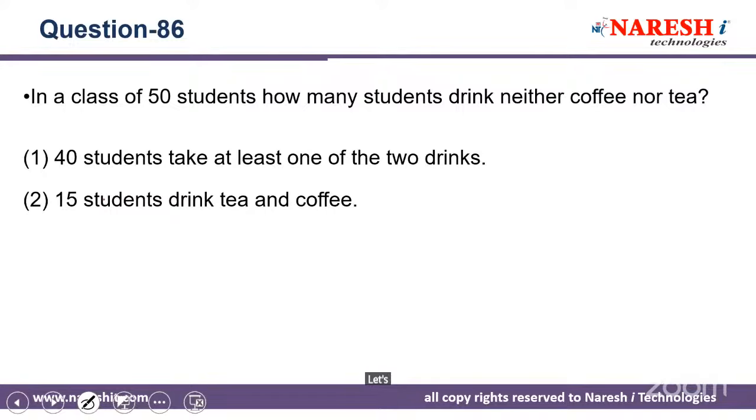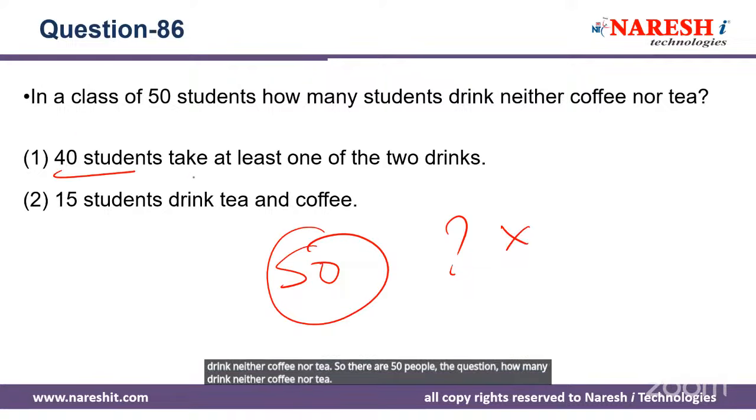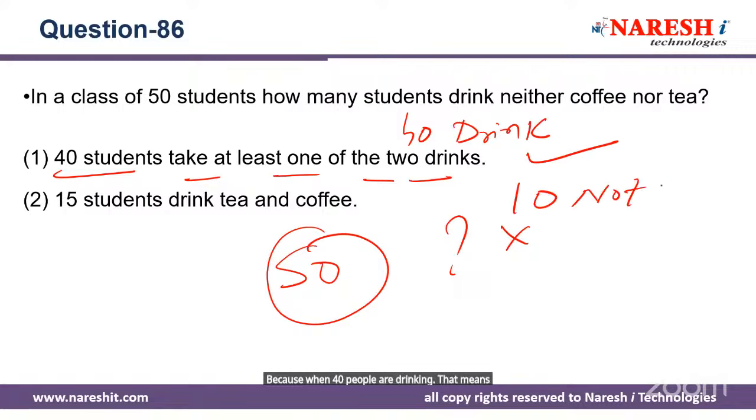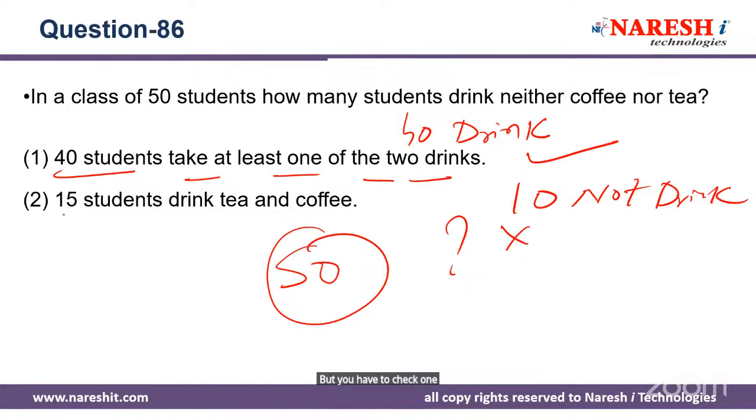Let's see the question. In a class of 50 students, how many students drink neither coffee nor tea? So there are 50 people. The question: how many drink neither coffee nor tea? First statement, 40 students take at least one of the two. This is enough, because when 40 people are drinking, that means 10 are not drinking. I can answer the question using only the first statement, but you have to check one more time whether you can answer with the second statement or not.